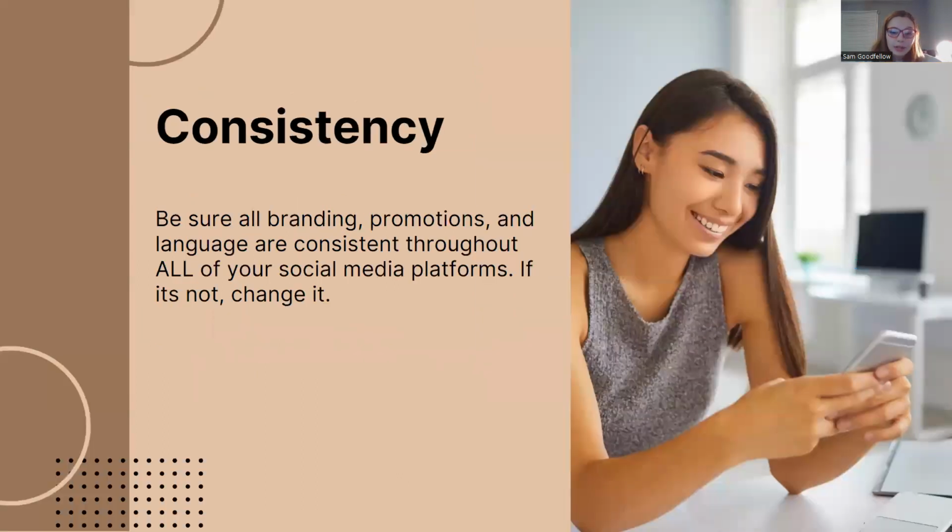Another thing that we need to look at is consistency throughout each of your social media platforms. So making sure that branding, promotions, and language are all consistent throughout. This is, making sure all of your profile pictures are the same, making sure that all your bios in each of your platforms are the same, making sure that you're using the same language so it doesn't sound like 3 different people are talking on 3 different platforms, if that makes sense.